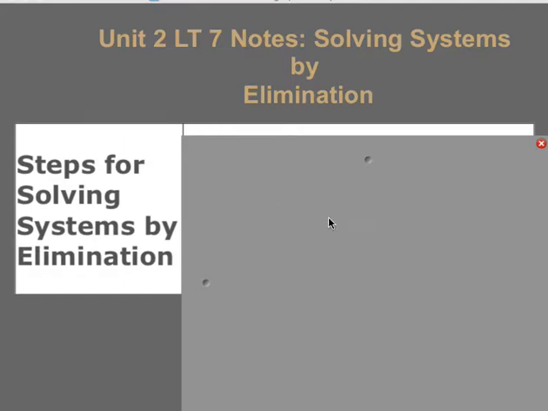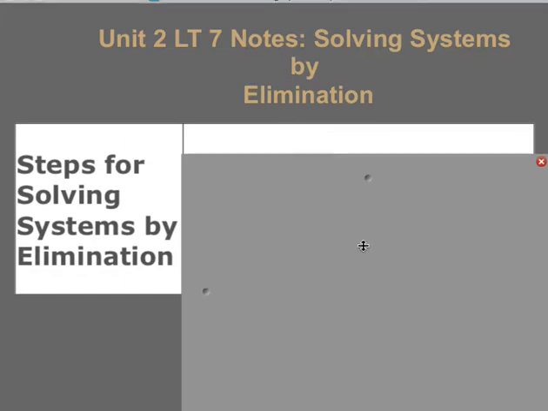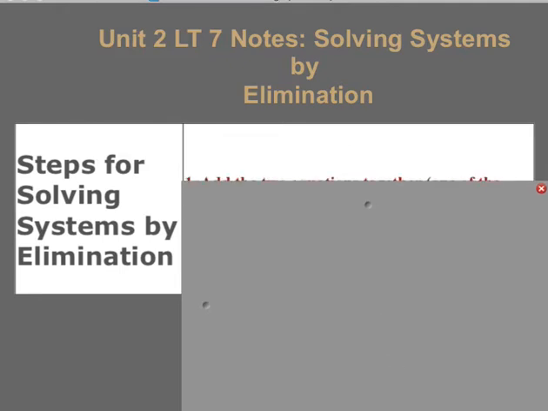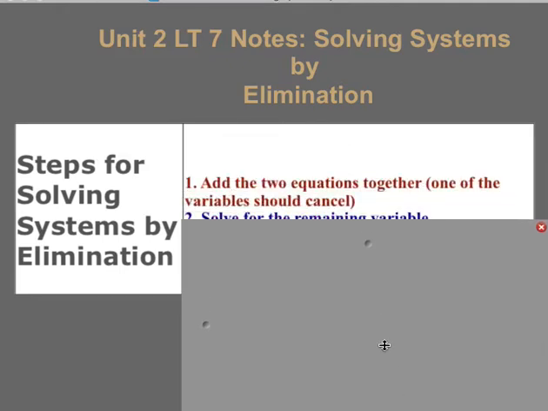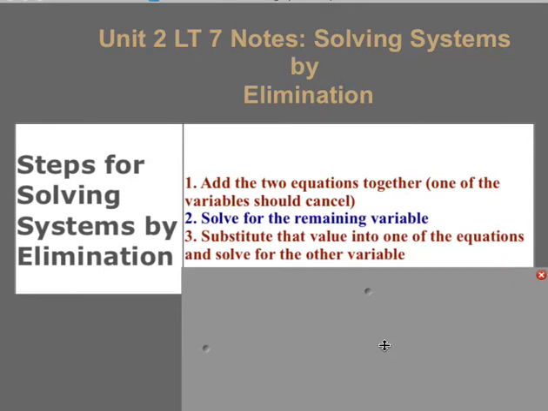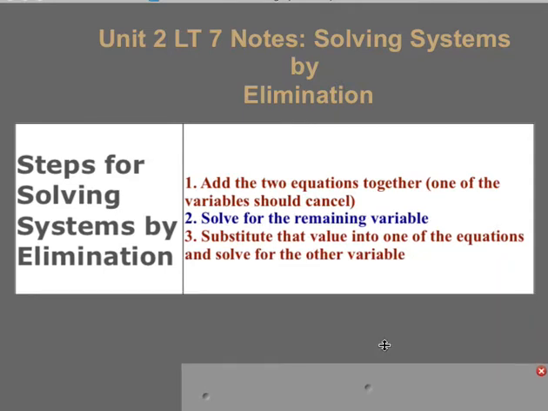Steps for solving systems by elimination. Your first step is simply going to be to add the two equations together. When you do that, one of the variables should cancel, because we can't solve equations if we have two variables in them. Then all you have to do is solve for the remaining variable. Just like we did with substitution, our last step is the same. You're going to substitute that value into one of the equations and solve for the other variable. So let's take a look at what that's going to look like.